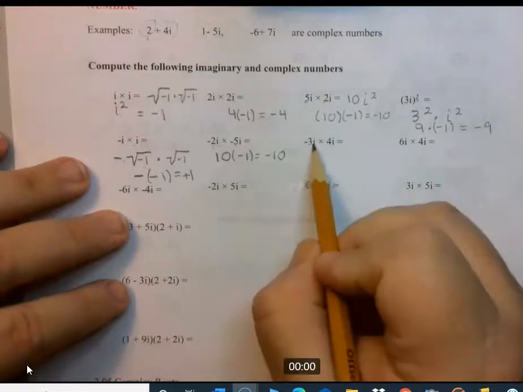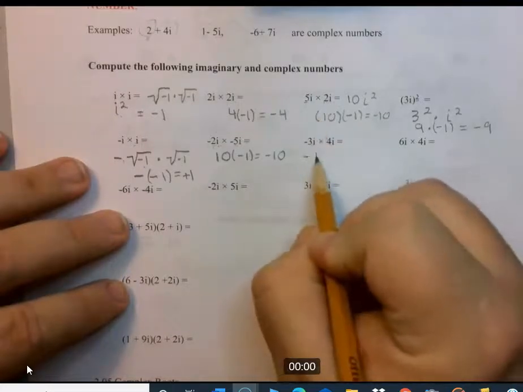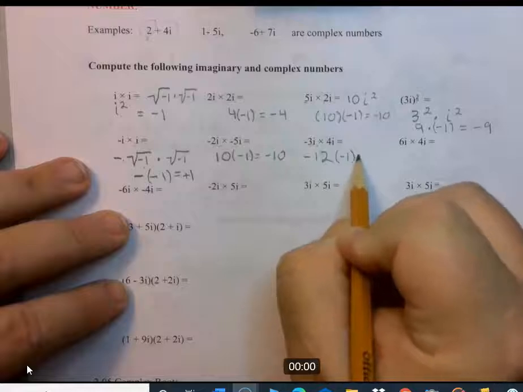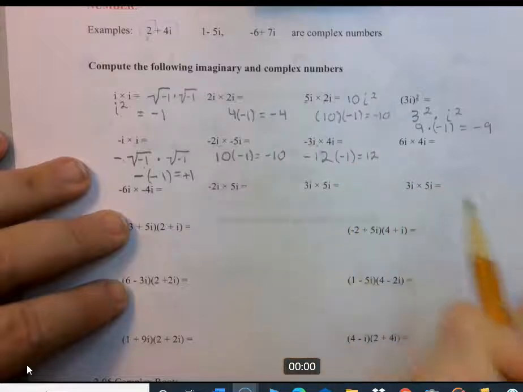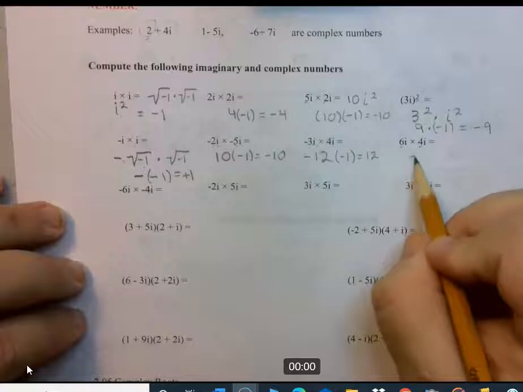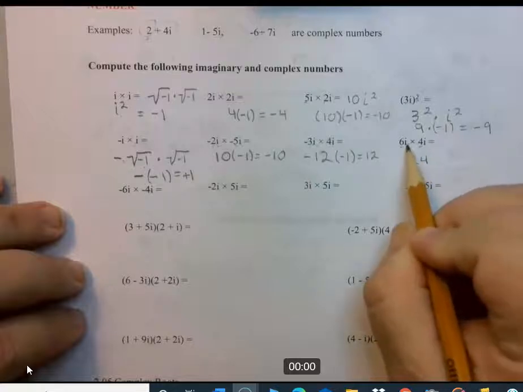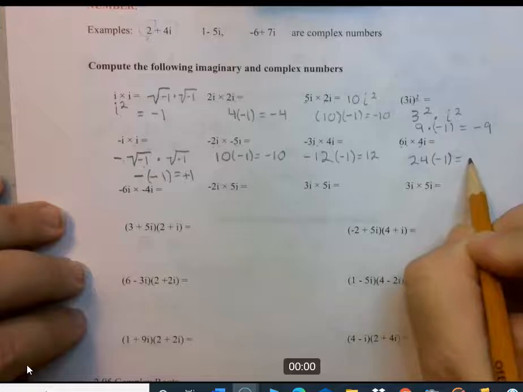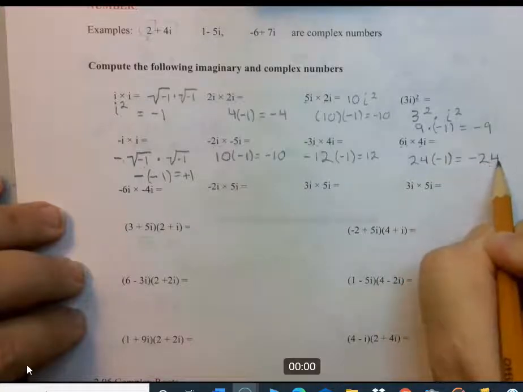Okay? So -3 times 4 is -12. i times i is -1. -12 times -1 is +12. 6 times 4 is 24. i times i is -1. That's going to equal -24.